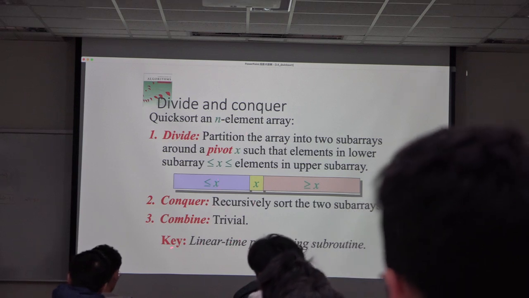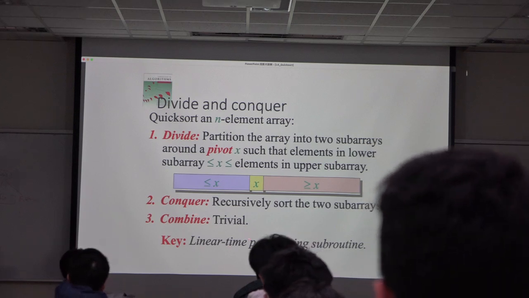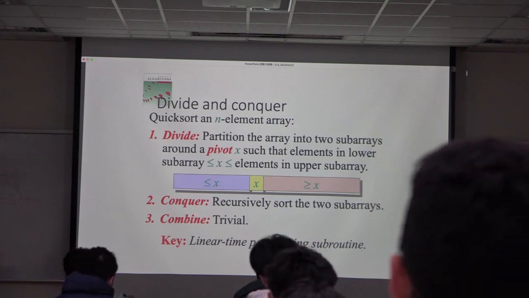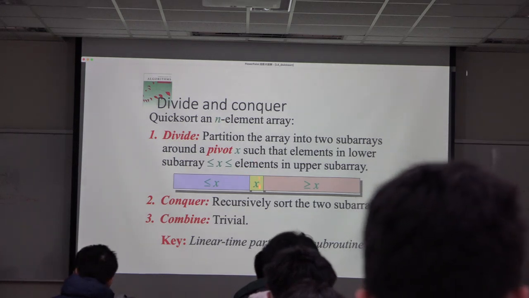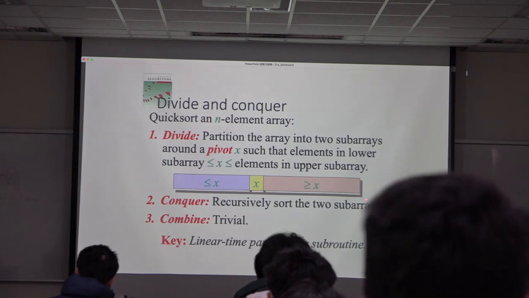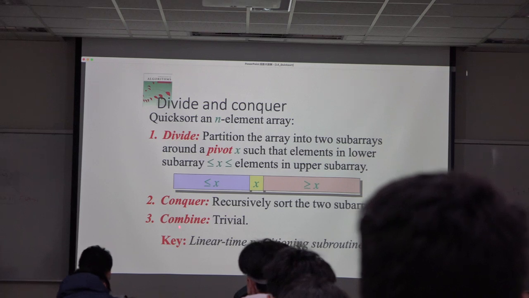And the key point is the linear time partitioning subroutine. So how do we divide? How do we achieve this configuration when you are given an unsorted array? That's the key point.